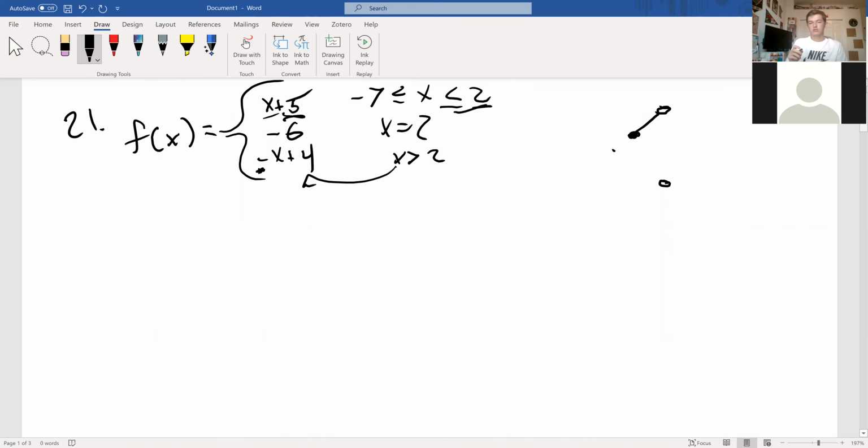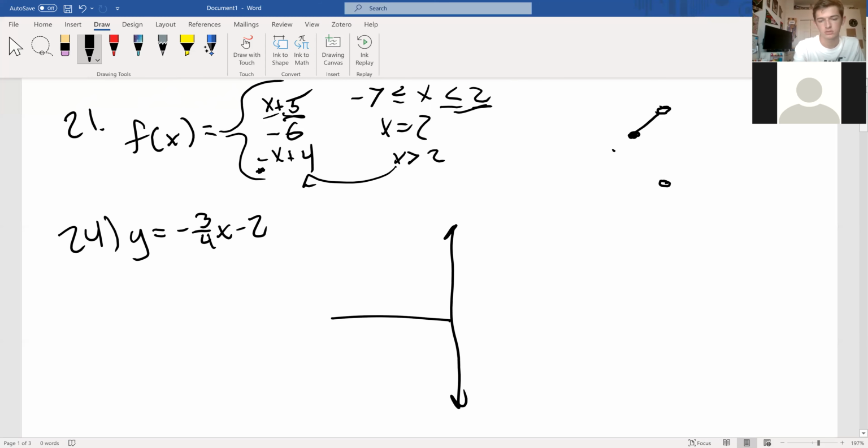All right, so it says graph the equation y equals negative 3 over 4 x minus 2. And then the graph looks like this.